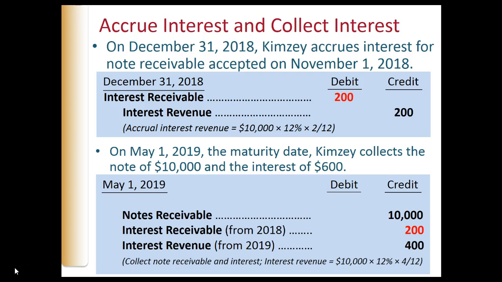Notice that the cash collected for interest includes a $200 receivable from 2018 as well as $400 of additional interest revenue related to the 4 months in 2019. After the entry on May 1st, the balance of notes receivable and interest receivable are now zero because the customer no longer owes any of these amounts.